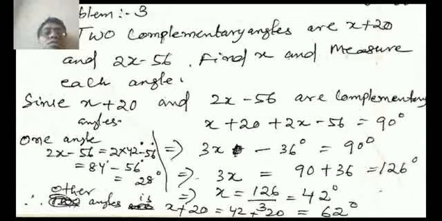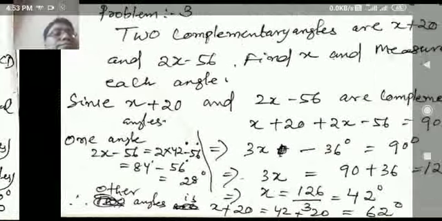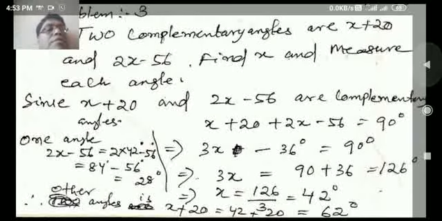Okay. Since x plus 20 and 2x minus 56 are complementary angles, the sum will be 90 degrees. Hence x plus 20 plus 2x minus 56 is equal to 90 degrees. By simplifying, you get 3x minus 36 is equal to 90 degrees. So 3x is equal to 90 plus 36, which is 126 degrees. x is equal to 126 by 3, which is 42 degrees. So the x value is 42 degrees.